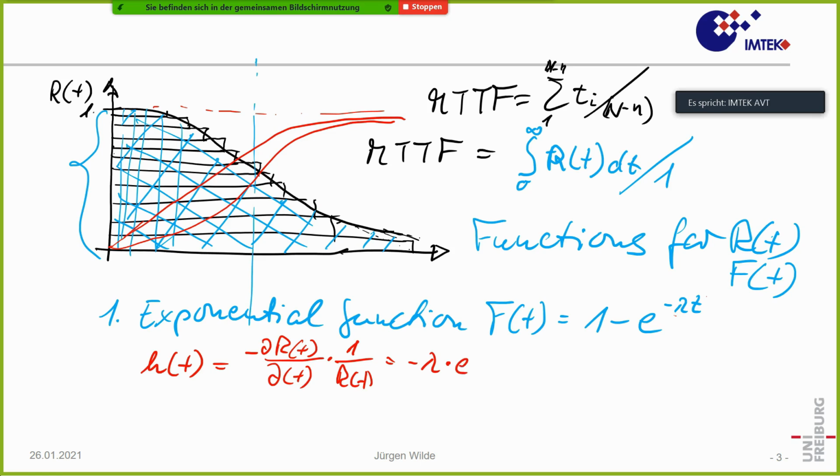Okay, here I have taken the derivative, and when we take this formula for the exponential function, then we see that this is just minus lambda times e to the power of minus lambda t divided by r of t, which again is e to the power of minus lambda t. So e to the power of minus lambda t cancels out, and we end up with a lambda, and that lambda is constant.